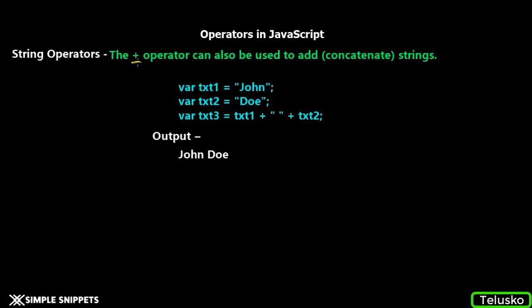So the plus operator also operates as a string operator, which means that we can use it with strings. Just as the plus operator is used to add two numeric values, we can concatenate two text values using the plus operator. For example, you can see var text1, var text2, and we are saying text1 plus a little bit of space in between and plus text2. So this is the output, John Doe, which comes from two different variables concatenated in text3.